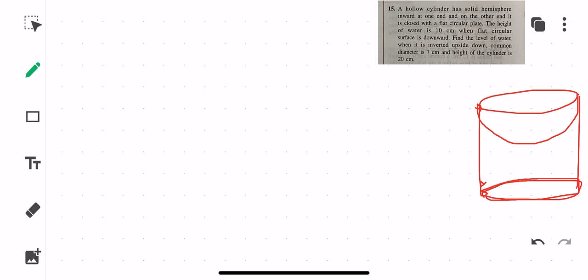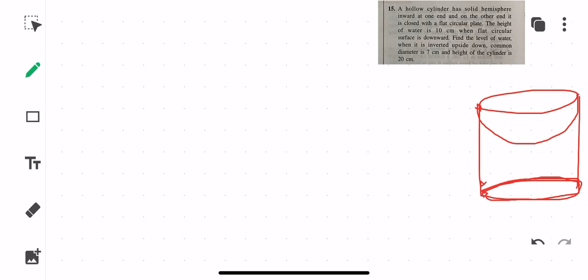What else has been given? The height of water is 10 centimeter when the flat circular surface is downwards. Okay, so this is what they are saying, that whenever this surface is downward, then the height of the water is 10 centimeter. Find the level of water when it is inverted upside down. Okay, do you understand the question, children?